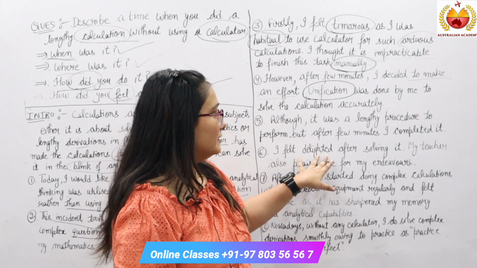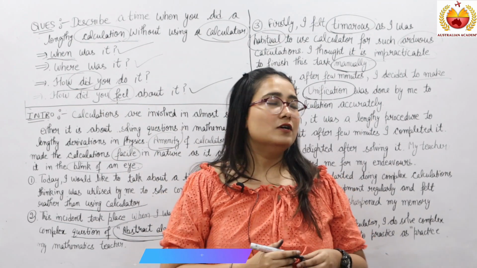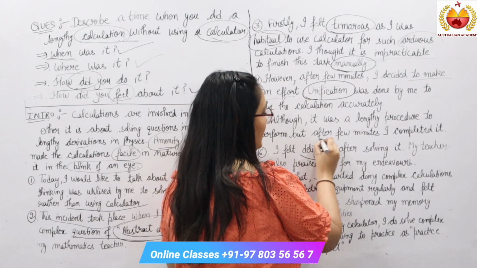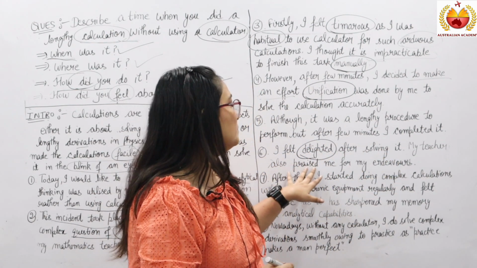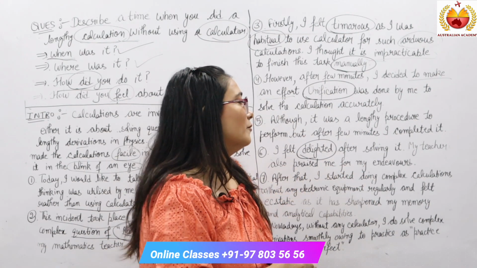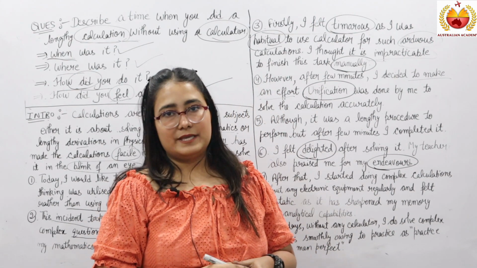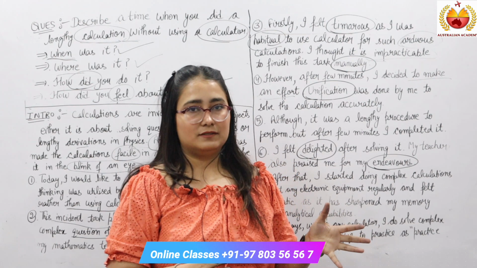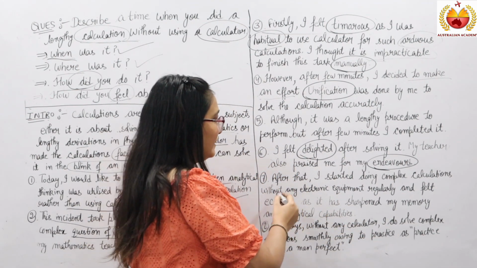I felt delighted because in the last question they were asking for our feelings, how we felt about it. So we can say I felt delighted, meaning I felt happy. So I felt happy after solving it. My teacher also praised me for my endeavors. Endeavors means efforts. So my teacher noticed my efforts and praised me that finally I have completed the calculation without using a calculator. So this extra we are adding at the end.